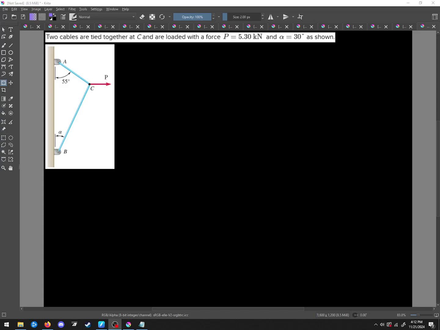Okay, try this one out then. Two cables tied together at C, loaded with force P. This angle here is 30 degrees. They could have just set it, but they don't use it in anything funny or interesting. I guess it's so they could just have a way to change the problem up constantly.